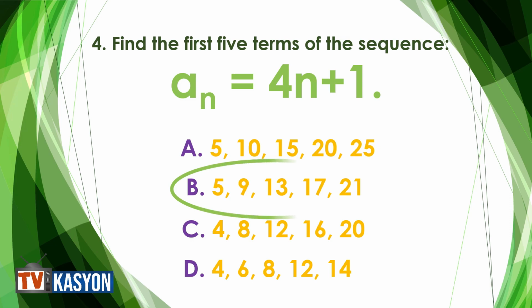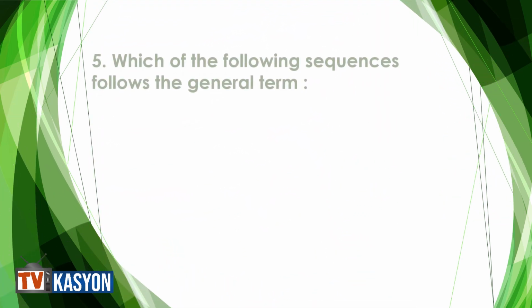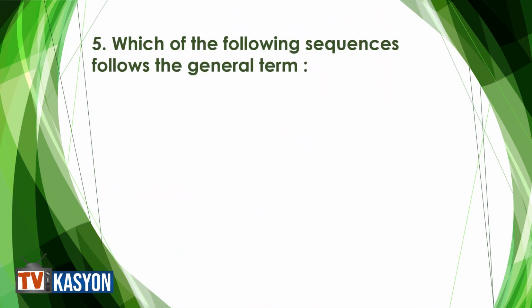The answer is B. 5, 9, 13, 17, 21. Substituting the values of n, 1, 2, 3, 4, 5 to the equation will give us 5, 9, 13, 17, and 21. Well done! Number 5. Which of the following sequences follows the general term a sub n equals 3n minus 2?